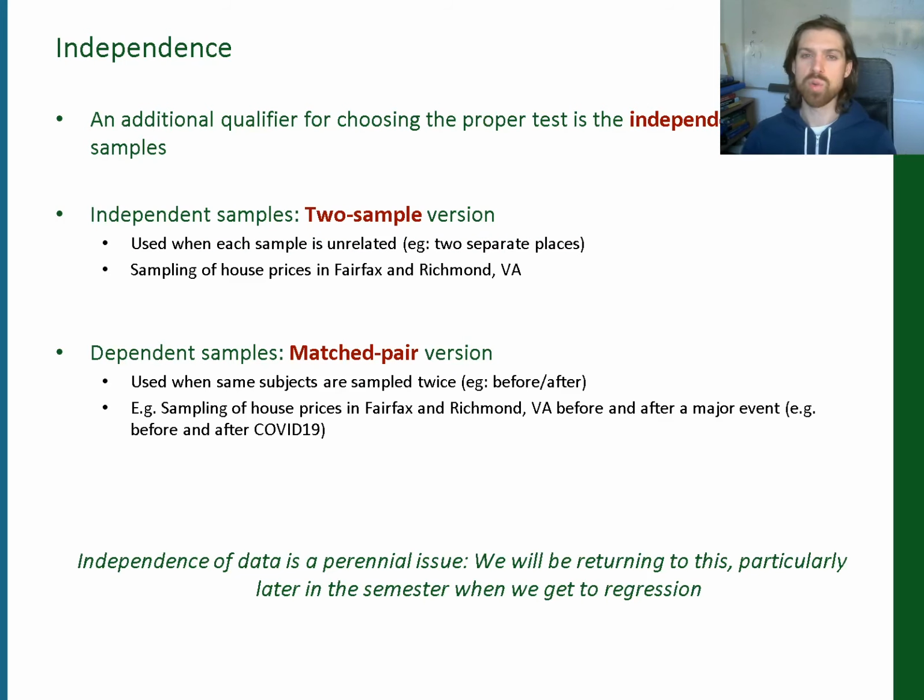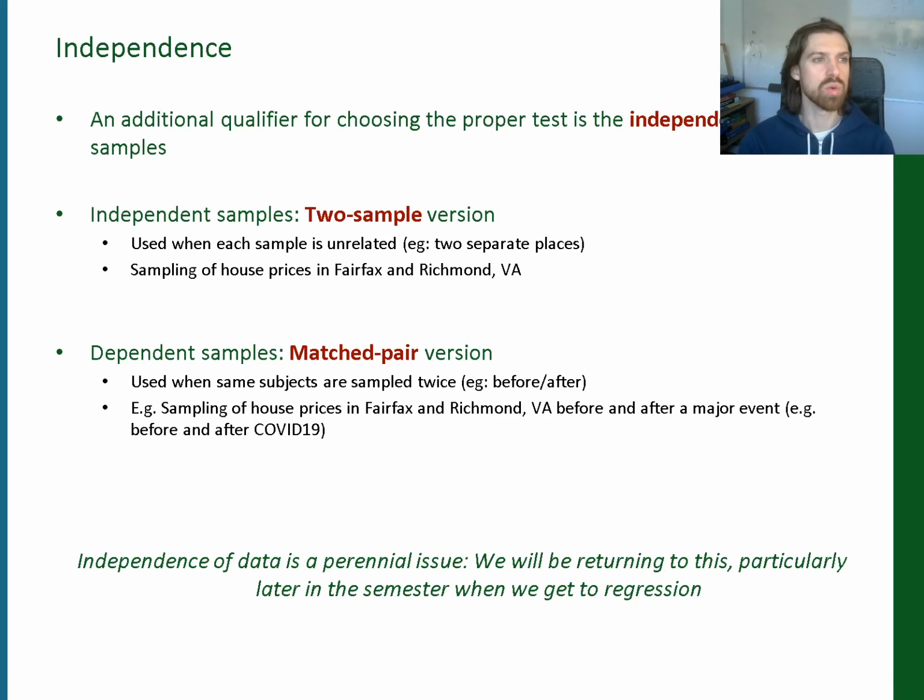Independence. Now, this is something that we're going to come back to many times. So this is a qualifier which affects which test you are going to choose. When we move on to regression later in the term, independence is going to be something which we come back to. It's a perennial issue. And this really relates to the data samples that you have. So, for example, an independent two-sample version of data would be when you sample something and then you sample it again, the fact that the samples are essentially unrelated.